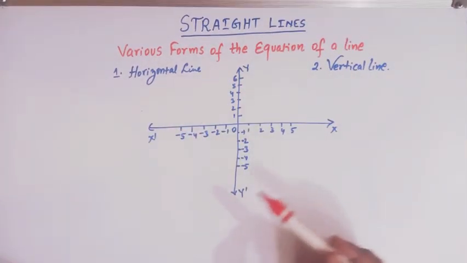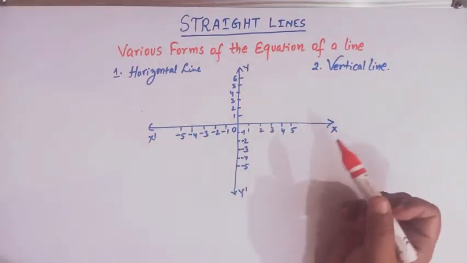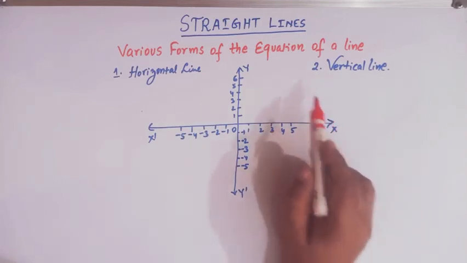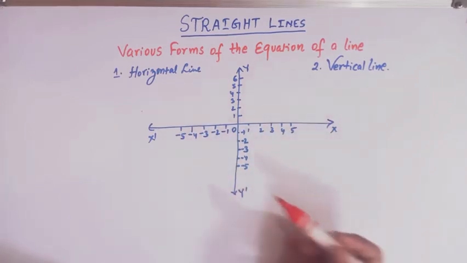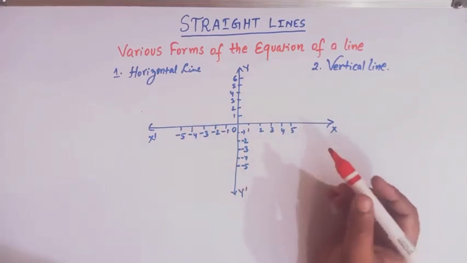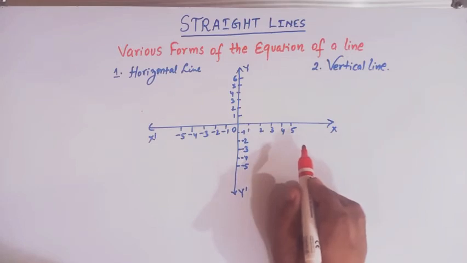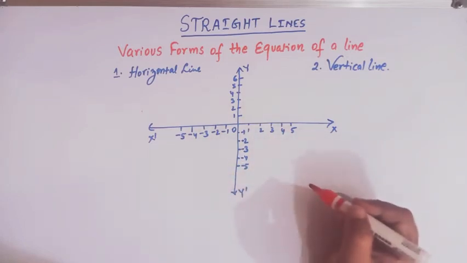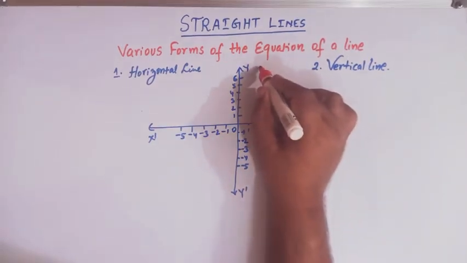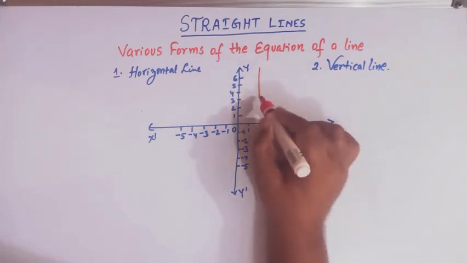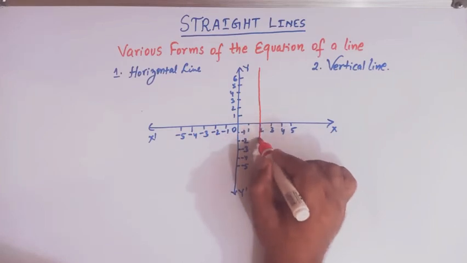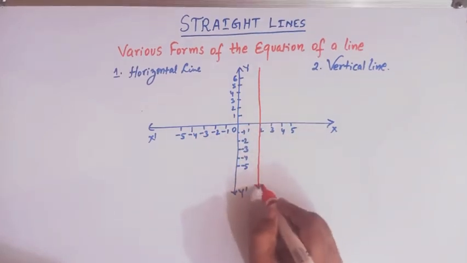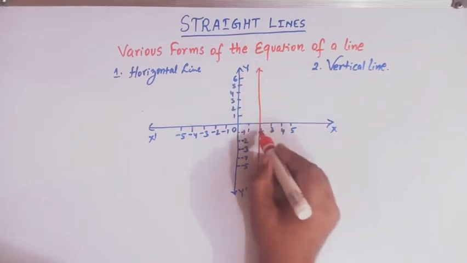Now here I have drawn a rectangular coordinate system, and this is the Cartesian plane. And see, suppose we draw a line which is parallel to the y-axis, right? Suppose I draw a line like this, and this is a line which is parallel to the y-axis, and suppose it passes through this point 2, right?